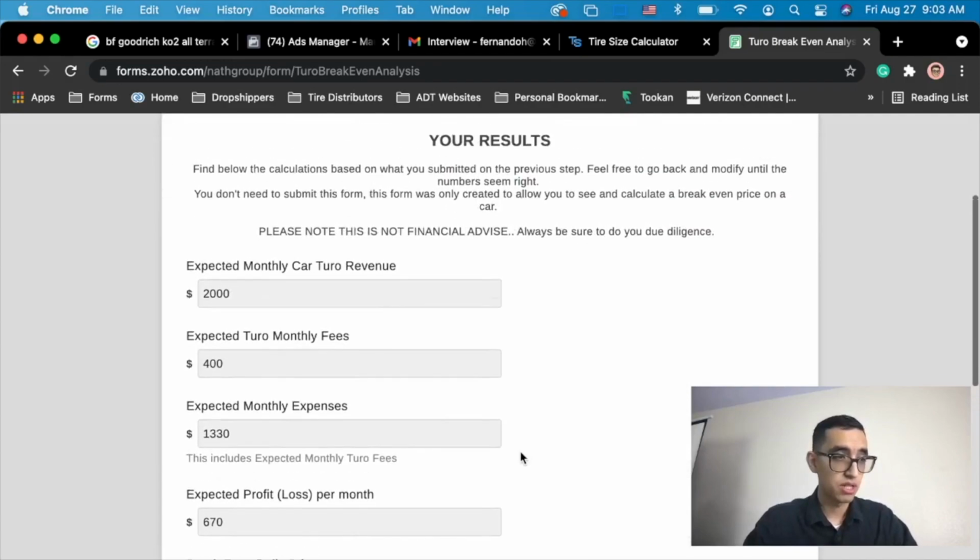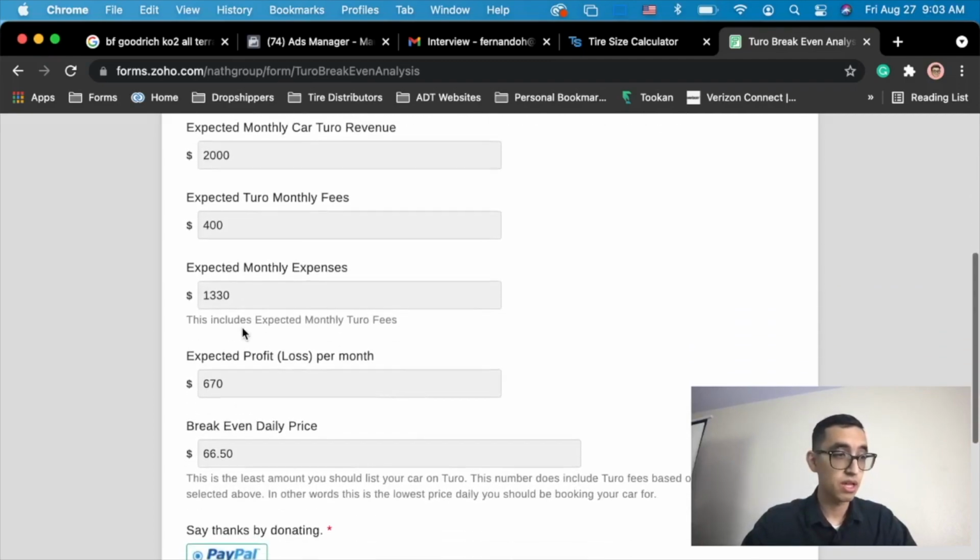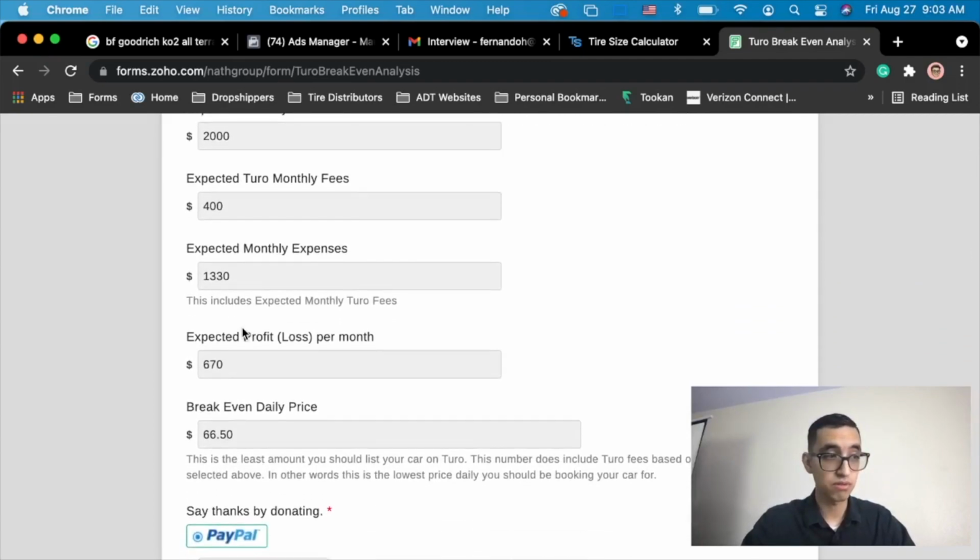Let's see how that changes. So on the 80 plan, we're going to expect to get $2,000, same revenue, 400, so less Turo fees. Expected expenses goes down, 1,330. And then expected profit, man, that's significant. From 200 something, we're going up to like 670. Break-even price now is $66.50. So that's actually very reasonable.